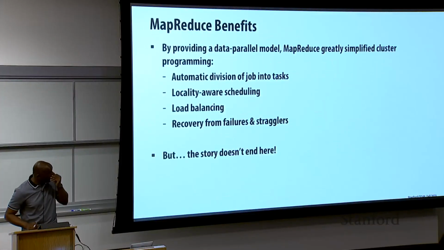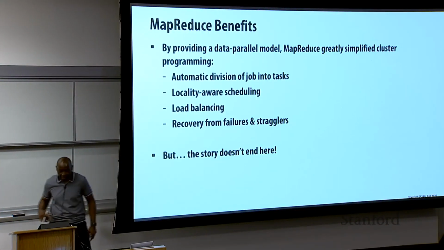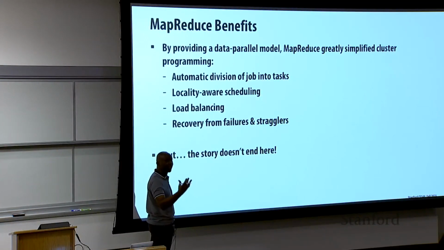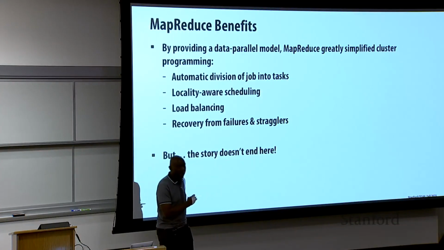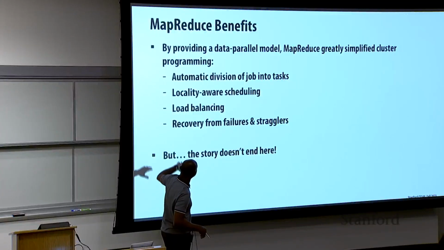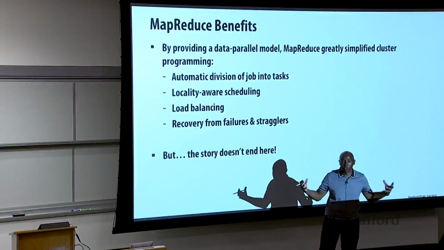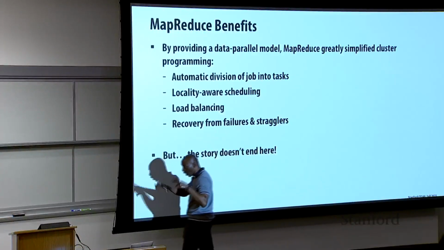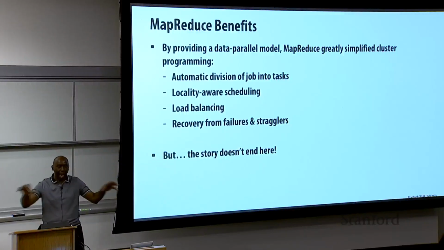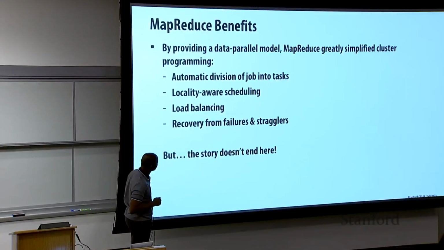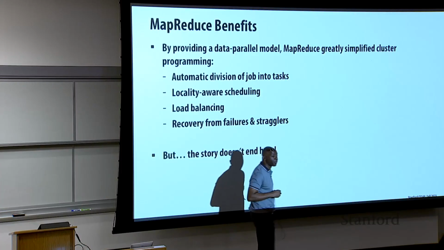All right, so the advantage of MapReduce then, of course, is that it gives you this nice data parallel programming model. It's fairly easy to understand. I could explain MapReduce to most CS undergrads and they would get it right away, whereas if I introduce them to message passing, it would be a difficult process. You've got this automatic division of the job into tasks, either mapper tasks or reducer tasks. You've got load balancing because you've got many mapper tasks and many reducer tasks. You've got locality-aware scheduling, and you've got the ability to recover from failures and stragglers.